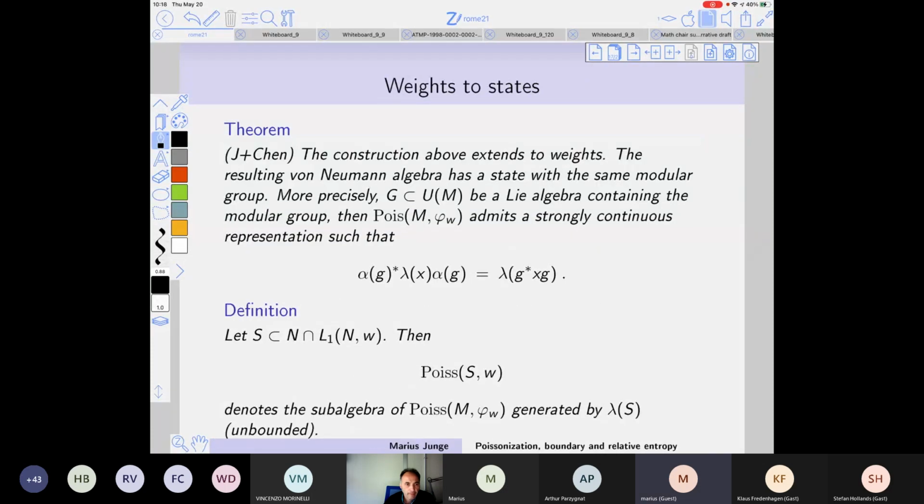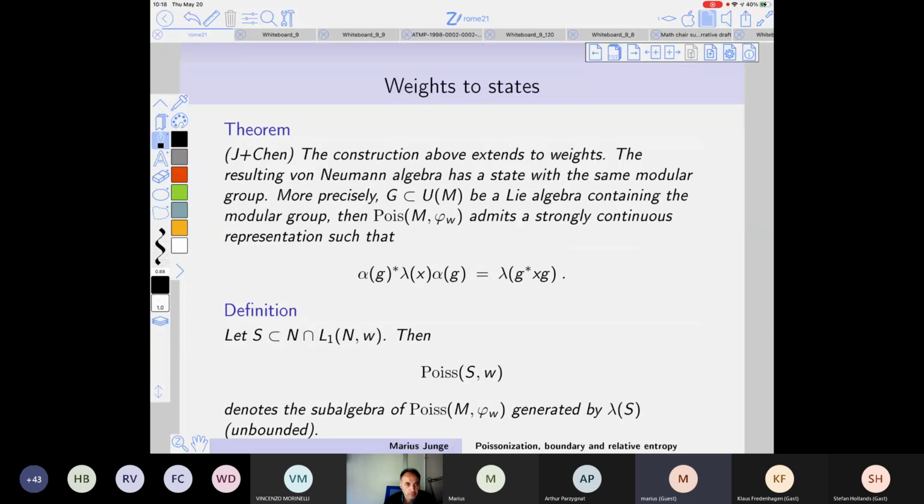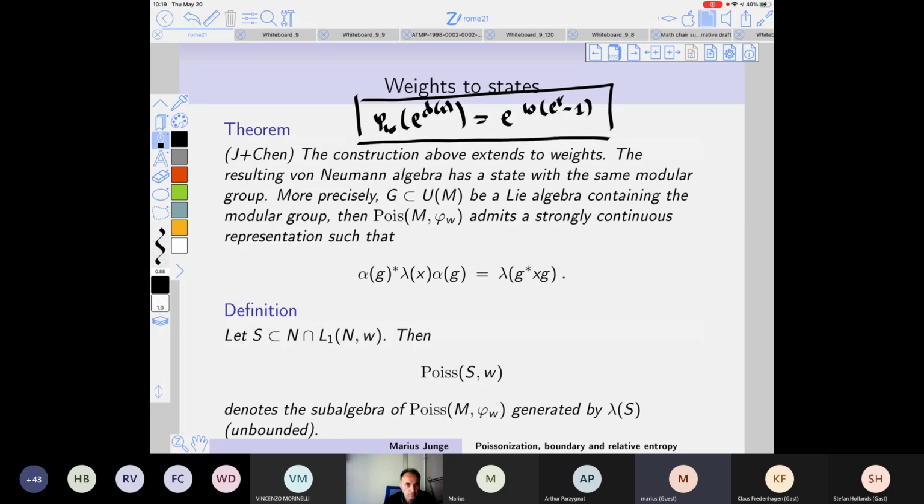The next thing is, here I did this for traces, right? That's something I knew probably like 10 years ago. And then with Chen, we tried to extend this to weights. And the result we get is that you can extend this Poisson process to weights, where now the formula we are expecting is something like phi weight of e to the lambda of x should be e to the weight of e to the x minus 1. So this is the formula we want for the weight.